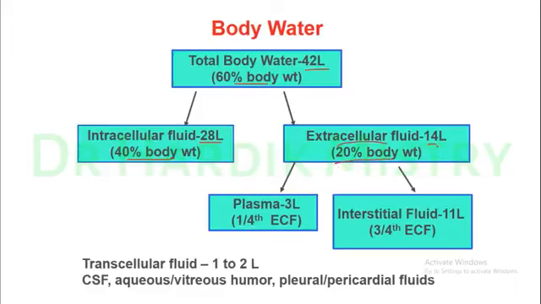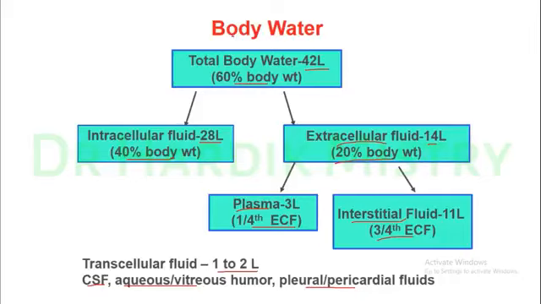In the 14 liters of the extracellular fluid, we include the 3 liters of plasma, which is 1/4 of the extracellular fluid, and 11 liters or 3/4 of the extracellular fluid, which is the interstitial fluid. The transcellular fluid is around 1 to 2 liters, and it covers CSF, which is the cerebrospinal fluid, aqueous and vitreous humor, pleural and pericardial fluids. So this is the body water.